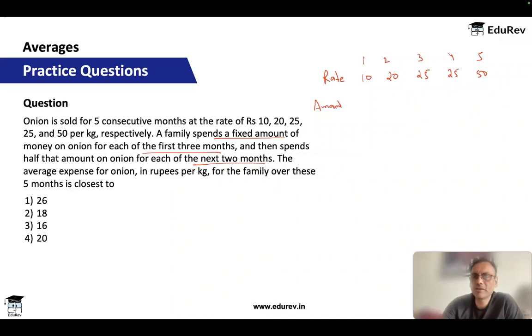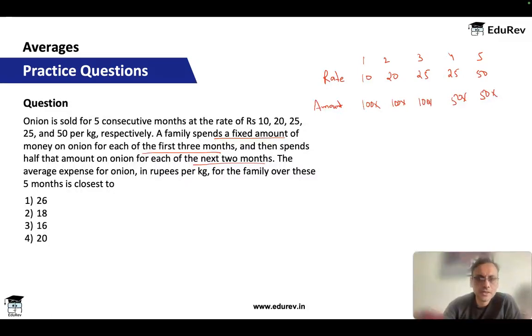can be x, but if you take x, you'll have unnecessary fractions. So let's take a value which when divided by 10, 20, 25, 25, 50 gives you an integer. And also remember the amount becomes half in the 4th and the 5th month. So here I want an integer. So here it should be 50x. That means here also it should be 50x. So here it should be 100x because it becomes half in the 4th month. 100x and 100x. Let's keep it like this.